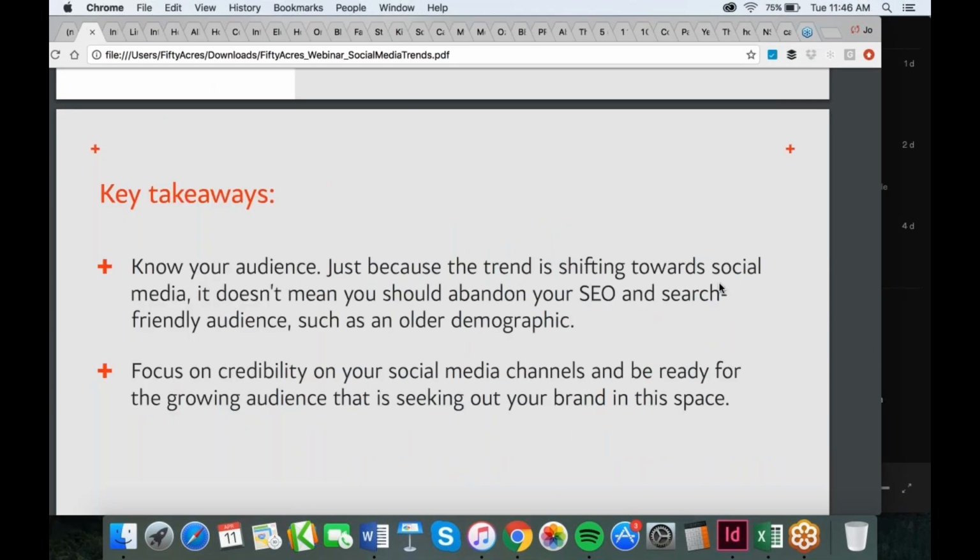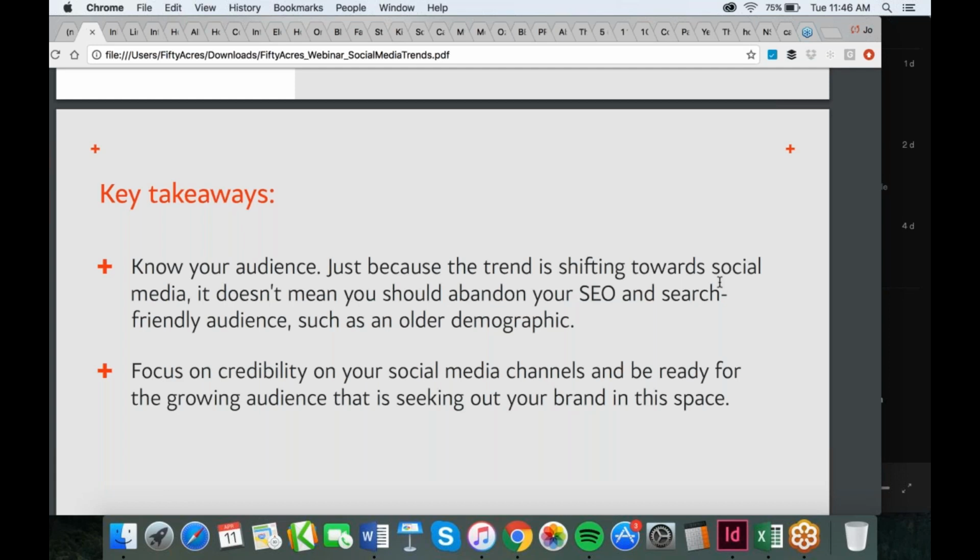So takeaways there: know your audience. Just because the trend is shifting towards social media doesn't mean that you should abandon your SEO and search friendly audience, such as the older demographic. You need to think about where your tribe are, the people that you want to be talking to. That could be everyone. It could be elderly people over 60.